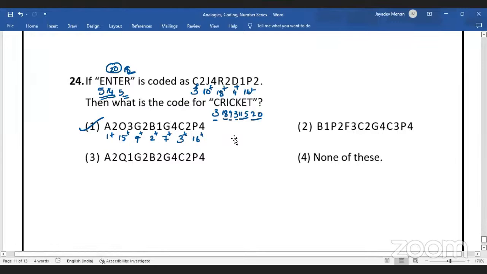So that's about coding. We discussed three topics: analogy, number series, alphabet series, and coding. In all these topics, the concept is the same. We are identifying the relation or the pattern, and by using that pattern, we are writing the answer. Now our next topic is figure-based reasoning. So I will present that document. Please wait.